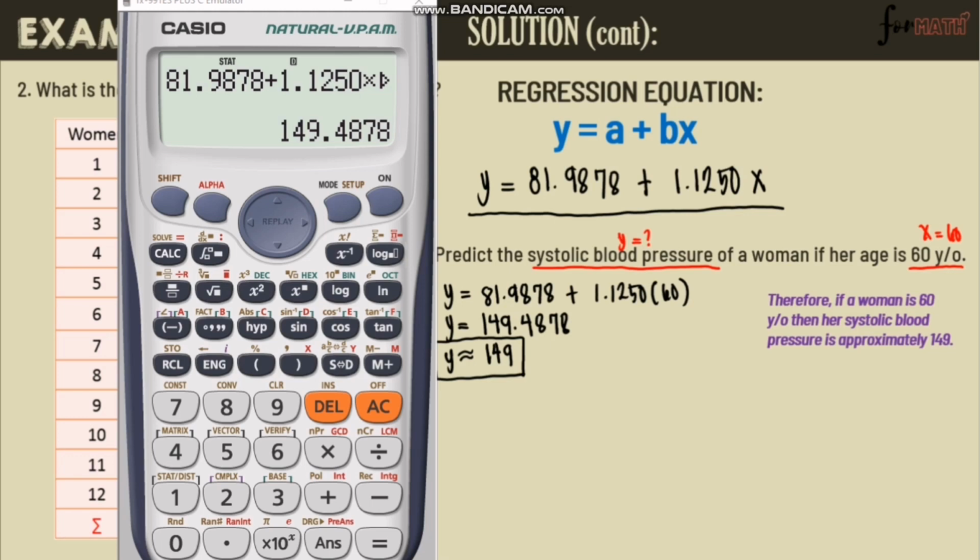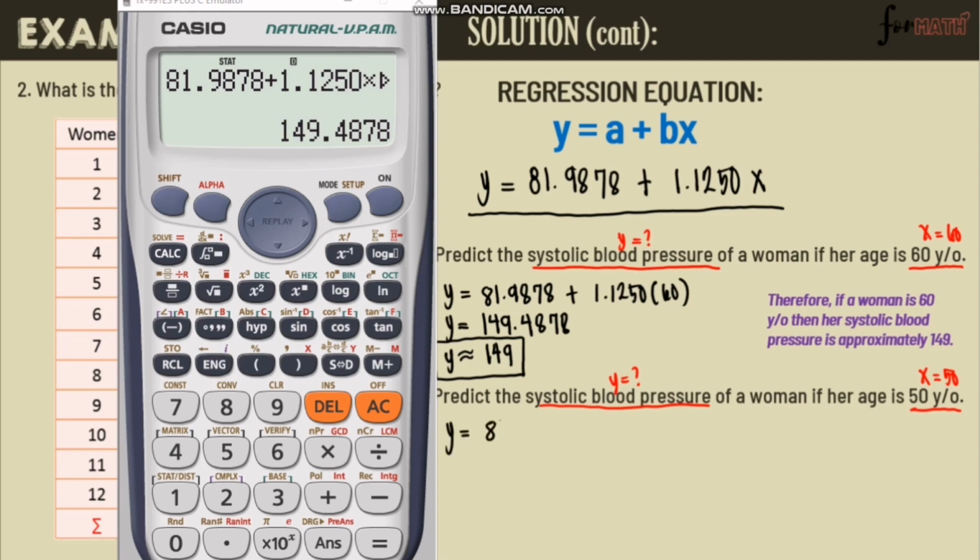Okay, so next, question number 4. Predict the systolic blood pressure of a woman if her age is 50 years old. So, yung x naman natin dito ay 50. Okay, so ganun lang din po. Okay, we have y equals to 81.9878 plus 1.1250 times 50.